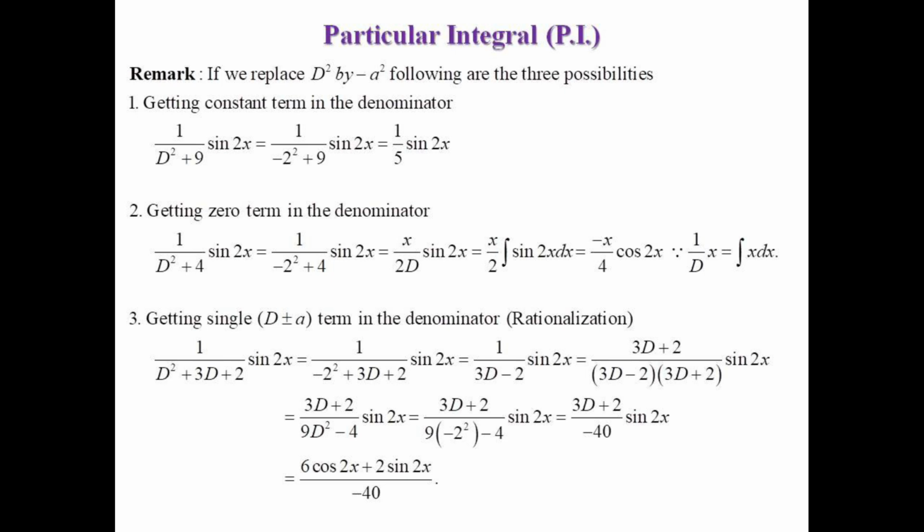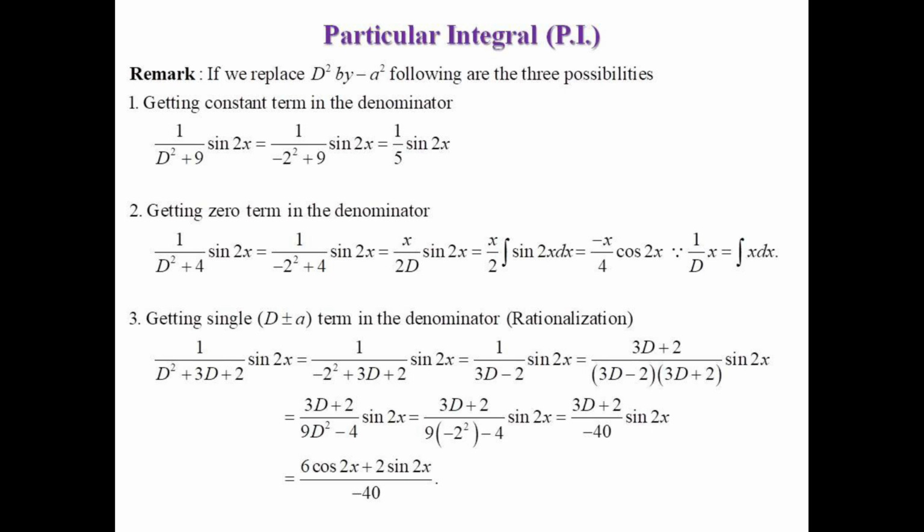So this is the second possibility. Whereas the third possibility is that when we try to replace d square by a square with minus sign, it may be possible that we get a single d plus a term or d minus a term in the denominator. So in this case we have to rationalize the term so that we get d square in the denominator.